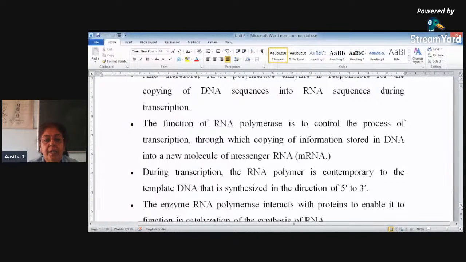RNA polymer is complementary to the template DNA. That is, it is synthesized in 5' to 3' direction.